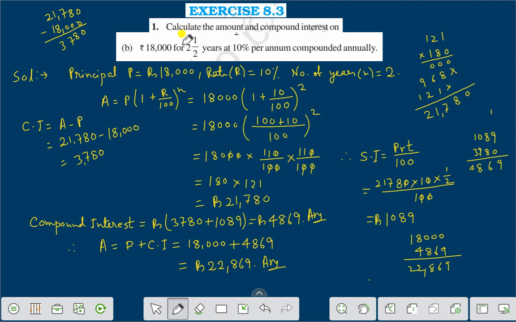First of all, you have to remember that the time given here is 2.5 years. First, we will find the interest for 2 years compounded annually, and after that for half a year we will find the simple interest. After that we will add these to get the total compound interest. This is for 2 years and this is for half a year, that is simple interest, right? If we add the numbers, the total compound interest will be 4,869 and amount equals principal plus compound interest, that is 18,000 plus 4,869. That means we are getting rupees 22,869 as amount.